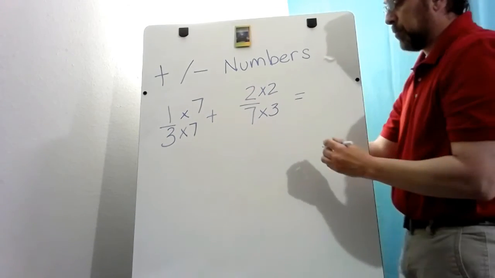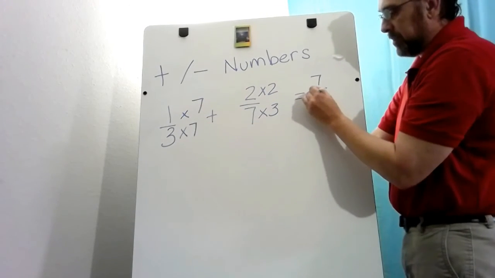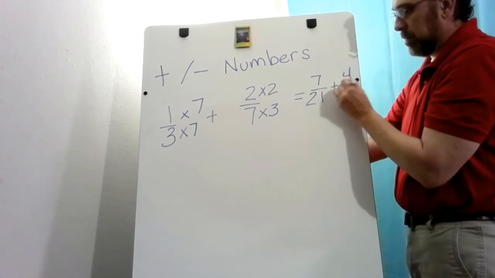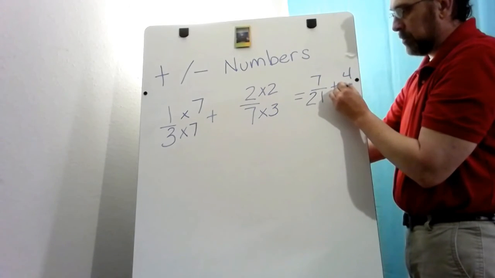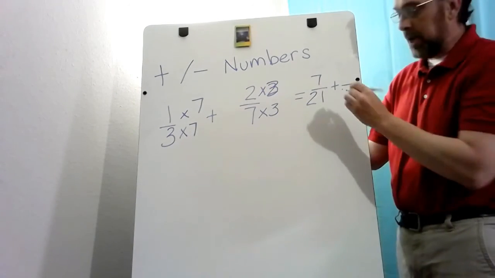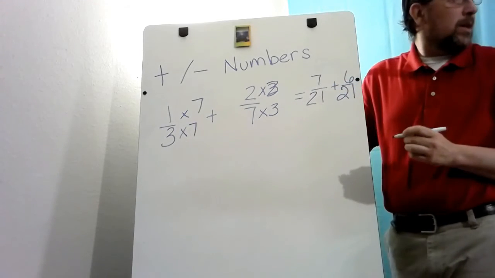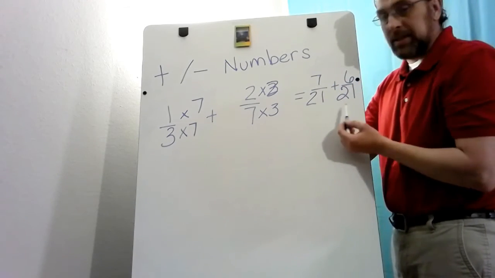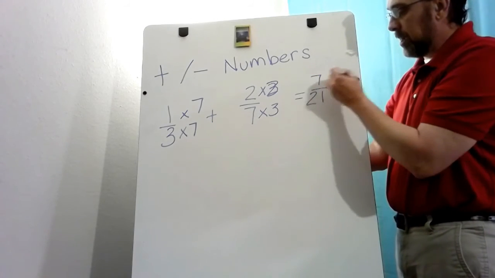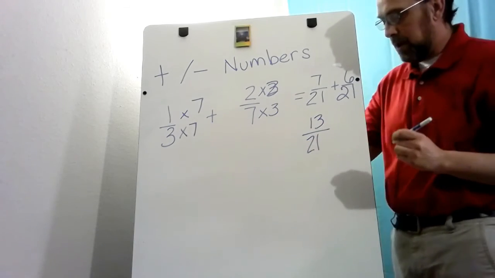So now I solve this problem. 1 times 7 is 7. 3 times 7 is 21. Plus 2 times 3, not 2 times 2. 2 times 3 is 6. 7 times 3 is 21. Now, because the denominators are exactly the same, I'm going to go ahead and add the numerators. 7 plus 6 is 13, and my denominator is 21.